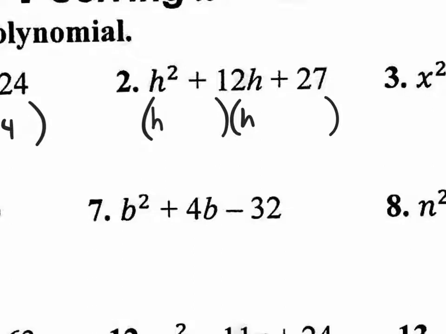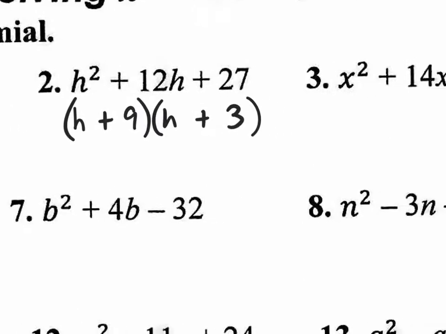Anyhow, what times what is 27 that if I combine together is 12? 9 times 3, positive 9 times positive 3. And again, it doesn't matter if you have the 9 here and the 3 here, or if you switch them, that's totally fine. Commutative property of multiplication allows you to do that.